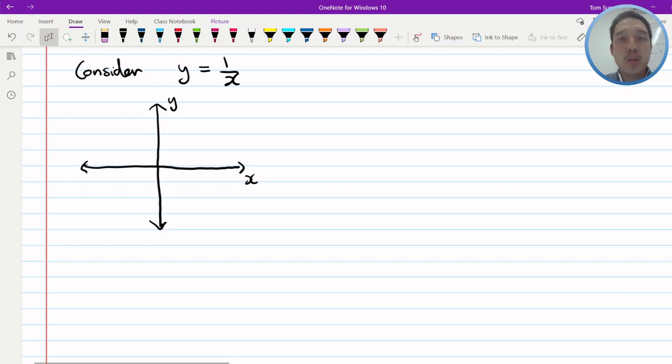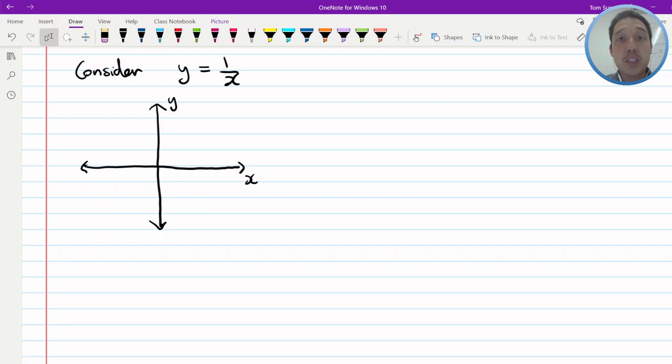Hello, today we're going to be looking at sketching a specific type of graph. This type of graph is called a rectangular hyperbola. Right now you may not know what they look like, but we're going to talk about them and see what they look like when we start plotting them on the Cartesian plane.